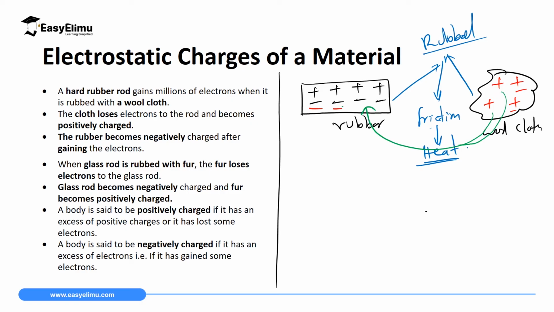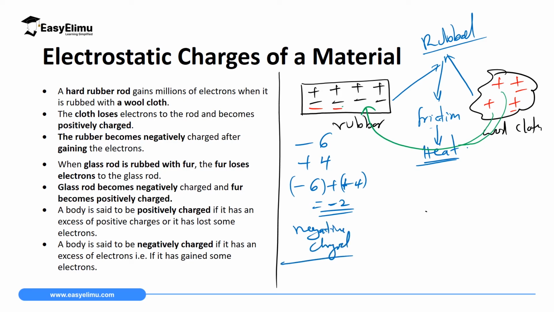So it means now, if we count the number of electrons in the rubber, rubber will have how many electrons? 1, 2, 3, 4, 5, 6. 6 negatively charged. How many protons does it have? 4. 4 positively charged. Then now, if you have negative 6 plus positive 4, what is the answer? Negative 2. So this one will have more negative charges than positive charges. Now in this case, it will remain negatively charged. It means it has more negative charges than positive charges.